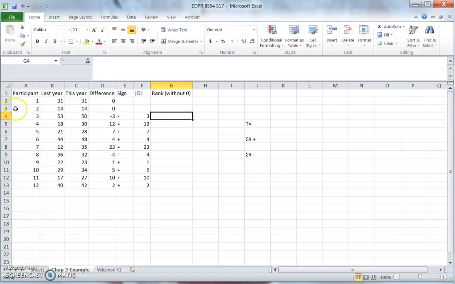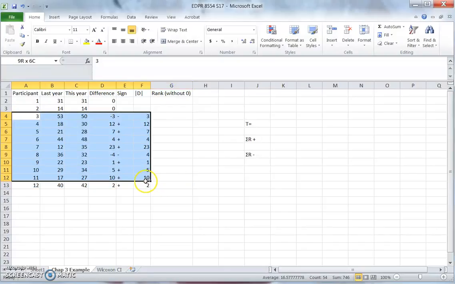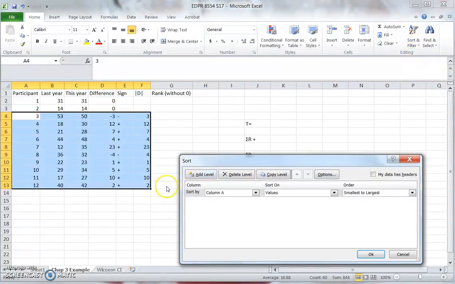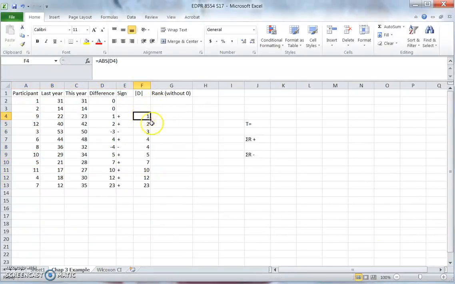Step 4, we ignore the participants that had no difference. We're going to rank the participants that have real differences. To make the ranking easier, I'm going to sort the differences from the lowest to the highest value. So to do that in Excel, I go to Sort, and I want to make sure the sorting is by the absolute value of differences, which is in column F, from the smallest to the largest. And you can see here, yes, we have the differences from 1 all the way to 23.